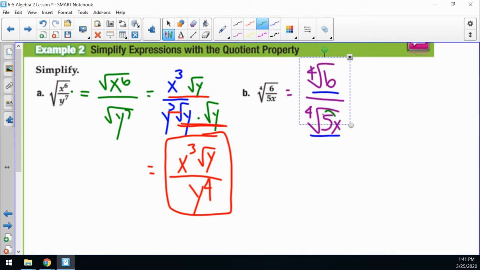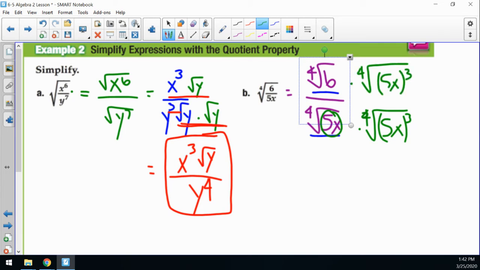And so far there's 5x. And I need 3 more of them. So I'm going to multiply it by the 4th root of 5x to the 3rd. And I also do the same, the 4th root of 5x to the 3rd on top. Now you'll see that I have one of them here, and I have 3 more. When you add them, there's going to be 4 of them, which gets rid of the 4th root on the bottom. So I end up getting this.